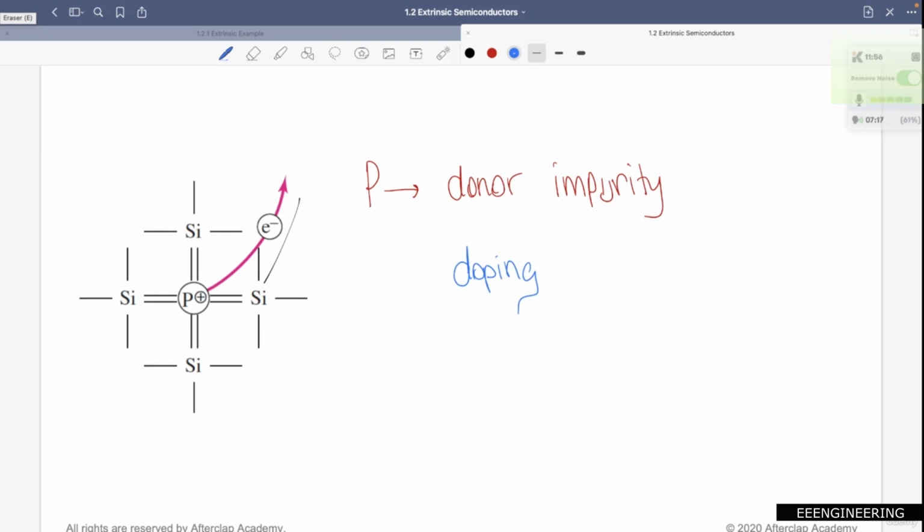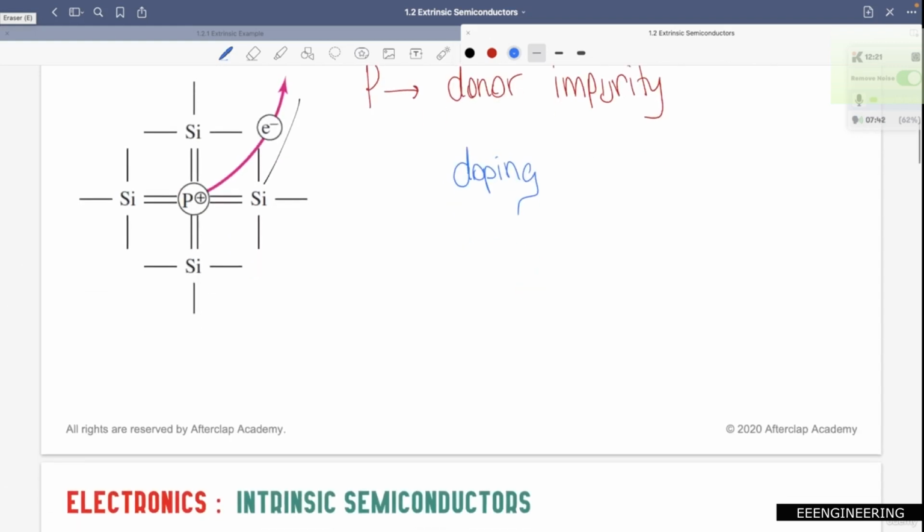So this is the donor case, meaning that we have chosen our impurity from a group 5 element. But now let's see what happens if we take a look at an impurity that is chosen from group 3. But before that, let me tell you the most important thing about this type of impurity. If a semiconductor contains donor impurities, it is called an N-type semiconductor. This is the most important point of this lecture: N-type semiconductor.